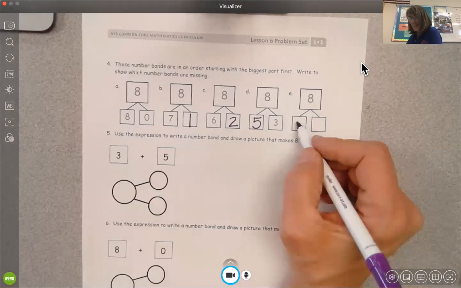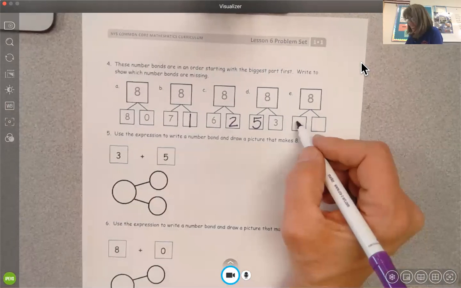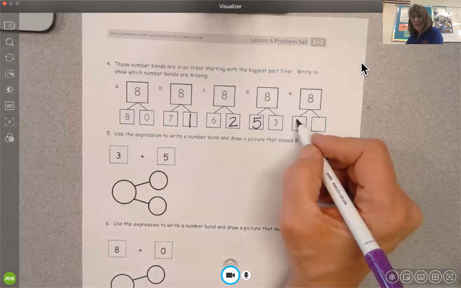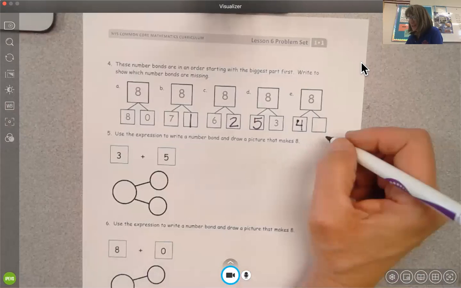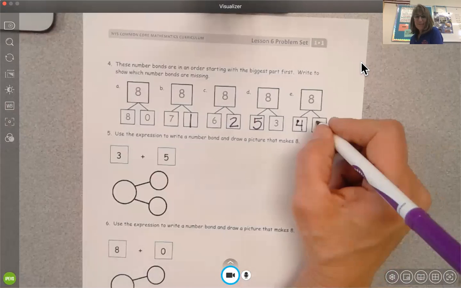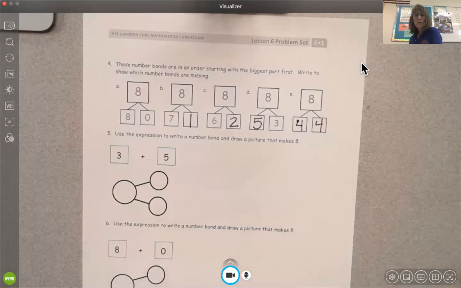Did you already write 4? You did. You're so smart. Good job. Yep, 4 is right there. And we just talked about 4 because we know 4 is a doubles. 4 plus 4 equals 8. So those are all the different ways that you can add numbers to equal 8.